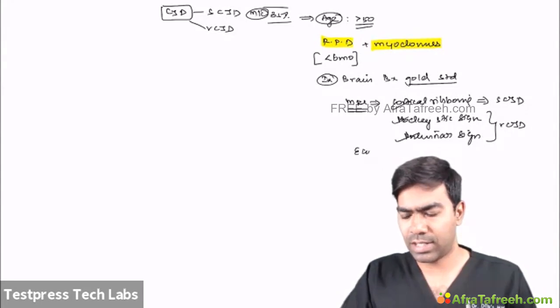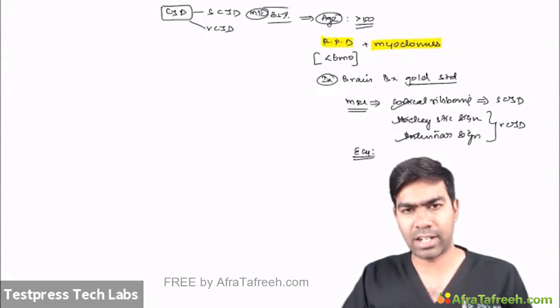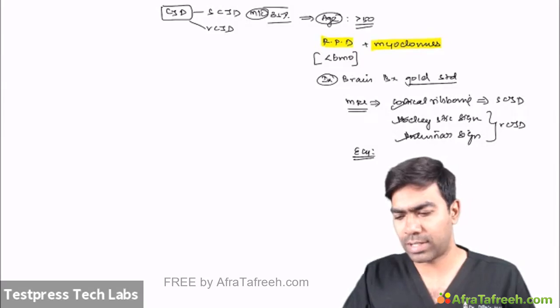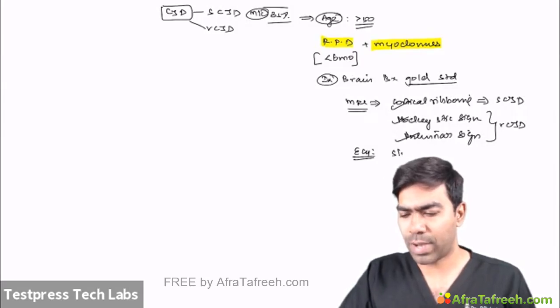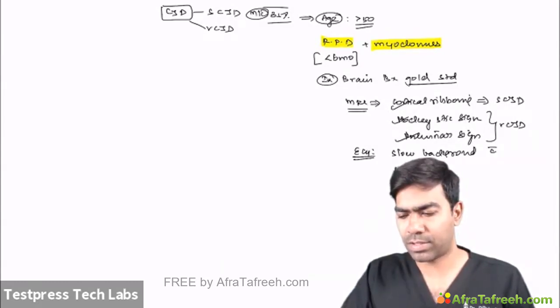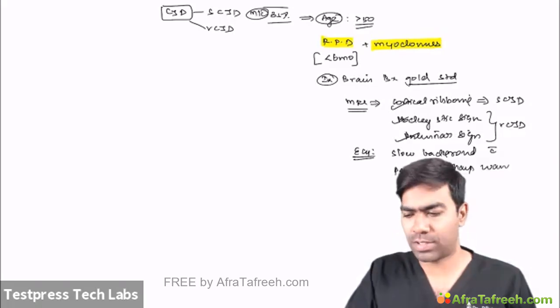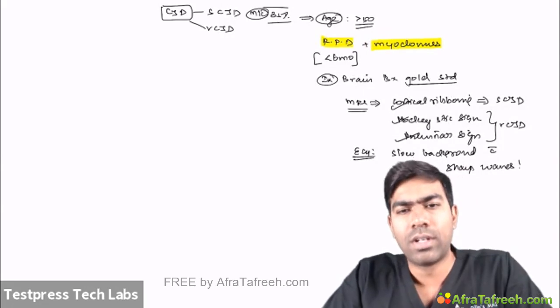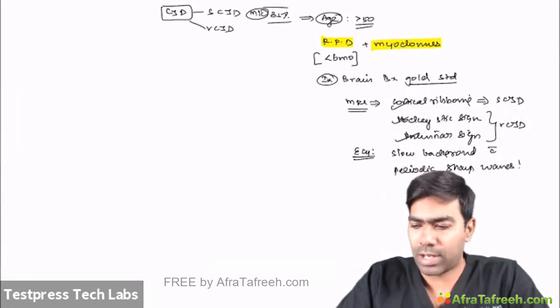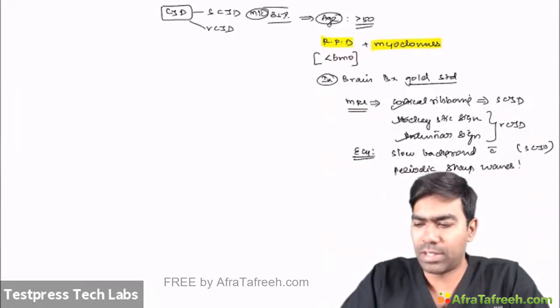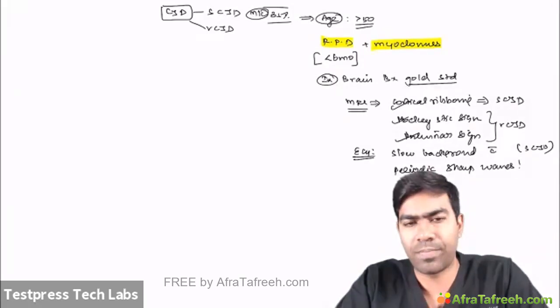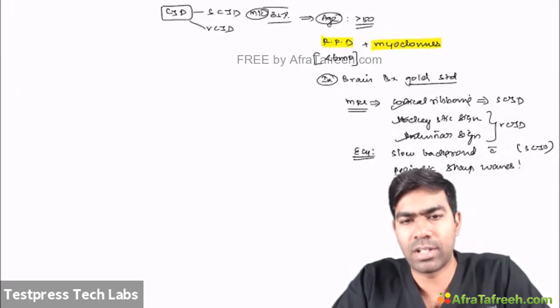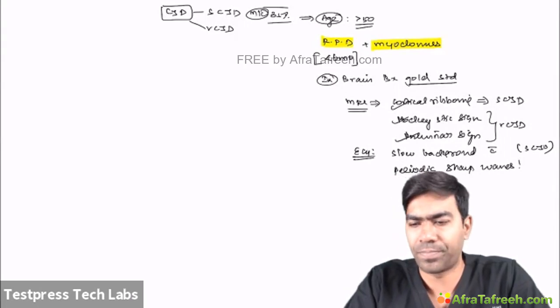And if you do an EEG, again, it is very classic in sporadic Creutzfeldt-Jakob disease. You can see this kind of slow background. The entire background will be slowed, but there will be periodic sharp waves here and there. This is very classical of sporadic Creutzfeldt-Jakob disease. In variant Creutzfeldt-Jakob disease, you cannot predict what you will see, but in sporadic Creutzfeldt-Jakob disease, this is the classic finding that you will see.